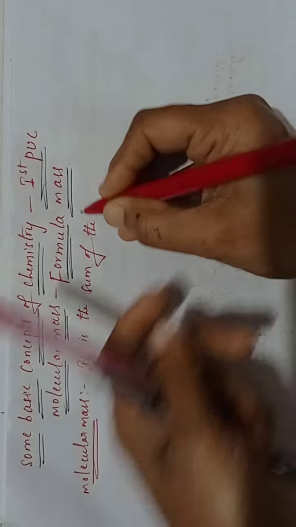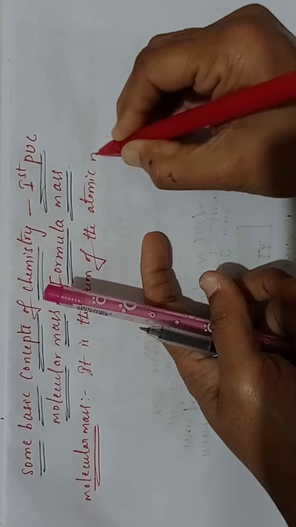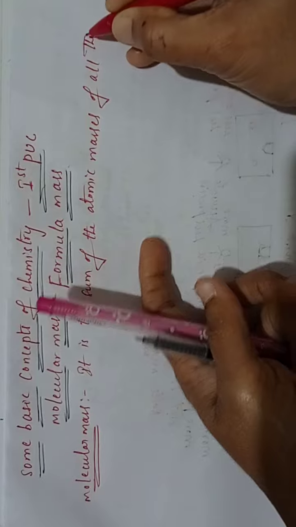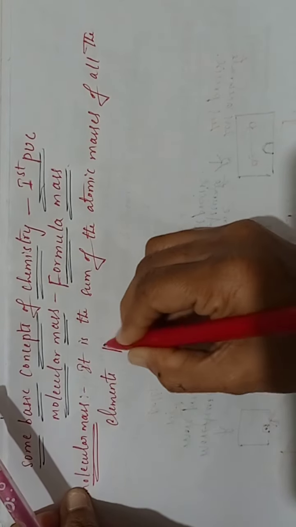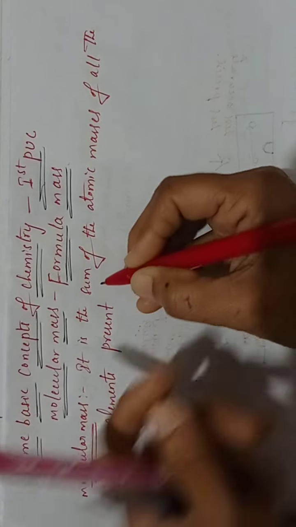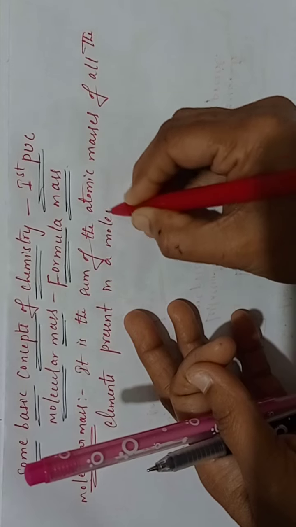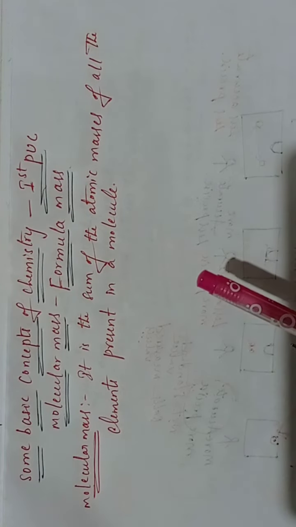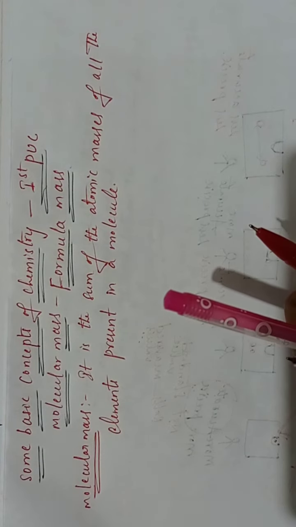It is the sum of the atomic masses of all the elements present in the molecule. So what is molecular mass, students? It is the sum of the atomic masses of all the elements present in a molecule. Okay, that is called molecular mass.